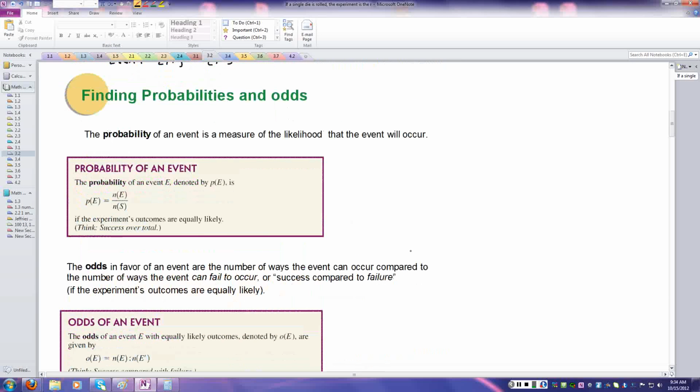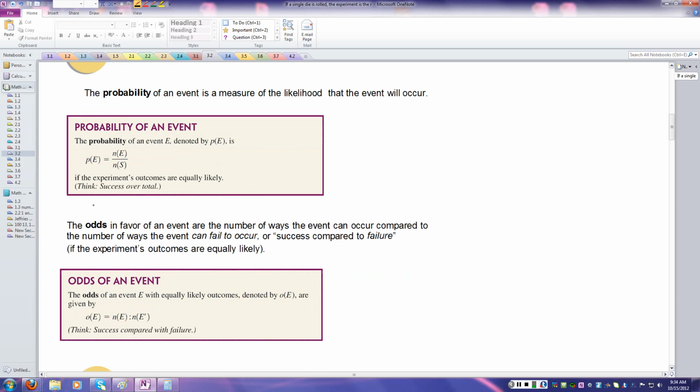So we're going to focus on finding probability and odds. A lot of times people think they're the same thing. They're not. They can be found from each other and they're linked, but they're not the same thing. So let's look at the two things here. Probability, you're going to think successes over total. So if I talk about rolling an even number, how many potential even numbers do I have over the total size of the dice? So the probability of it happening is always going to be a fraction, and it's always less than or equal to 1.